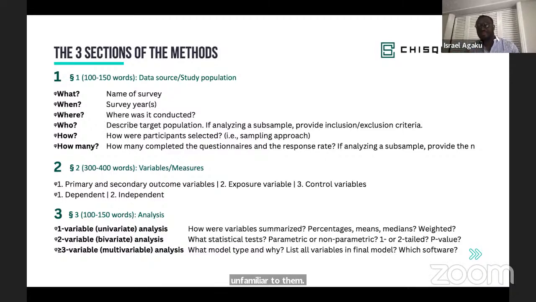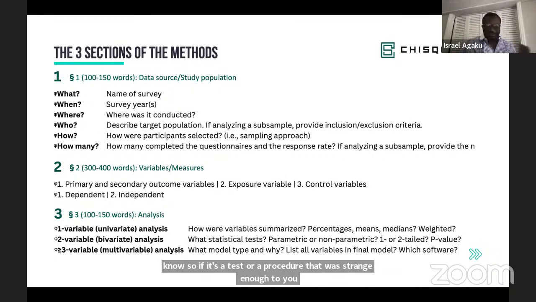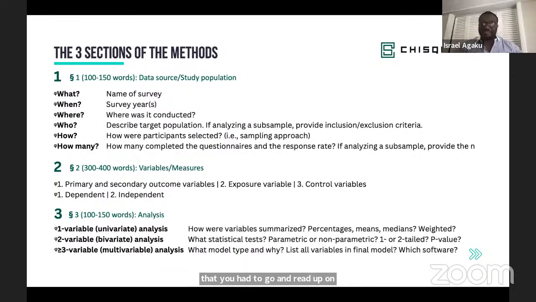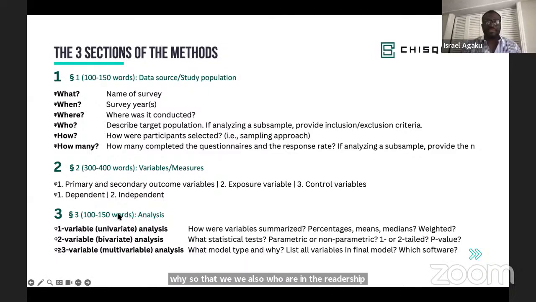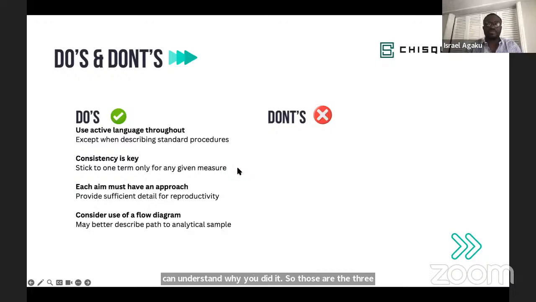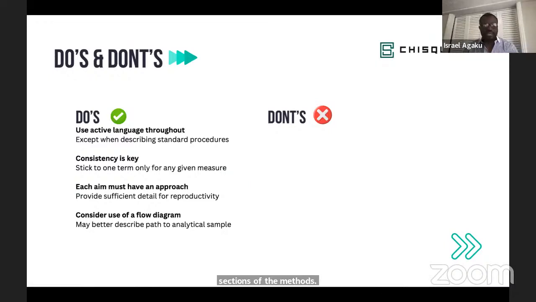And here's a simple rule of thumb. If you had to go and do research on it before writing that paper, well, then share the knowledge, explain why. If it's a test or a procedure that was strange enough to you that you had to go and read up on it, then you have to justify why, so that we who are in the readership can also understand why you did it. So these are the three sections of the methods. Now let's look at some basic do's and don'ts.